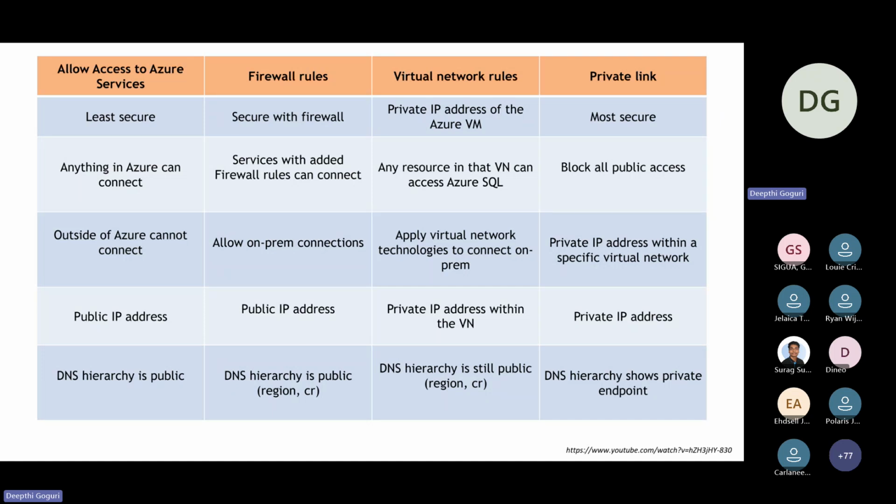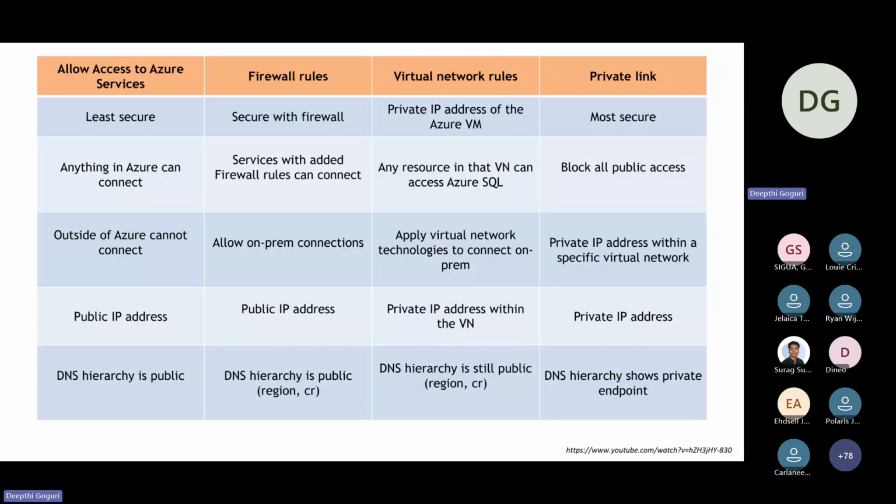This is like a single click. Say yes or no to it. It's like a single tick mark that you can click in Azure. So once you click on allow access to Azure services, then anything within Azure can connect. Any services within Azure can connect to your database. But your on-prem servers cannot connect to your Azure database. Only services within Azure can connect.